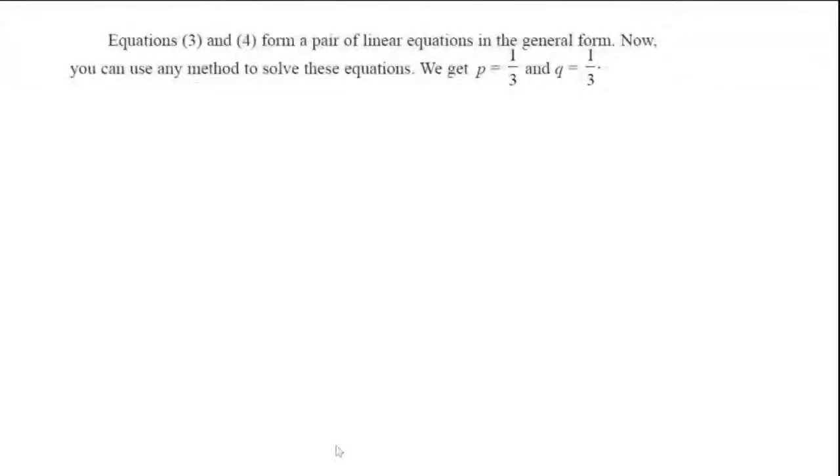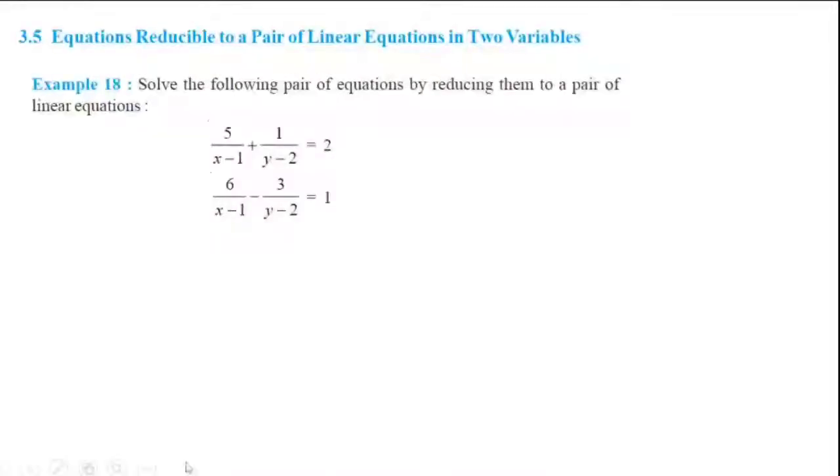Now p and q were not asked in the question. If you remember the question, let's just go back to it. Solve the following pair of equations by reducing them to a pair of linear equations. So these two equations have the variables x and y, which means we have to solve them for x and y. We've got the values of p and q as 1 upon 3 and 1 upon 3 respectively, so we'll change them to get the values of x and y.